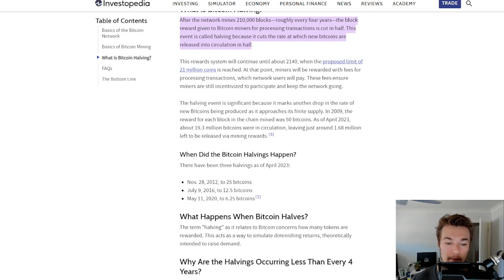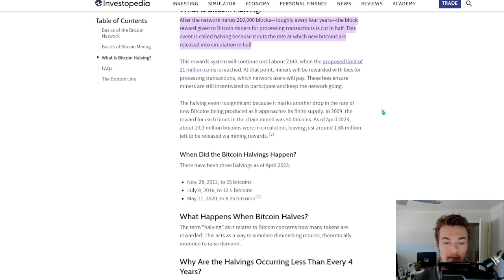And in return for that, people receive X amount of Bitcoins. So obviously, as they've got written here, in 2009, the reward for each blockchain mine was 50 Bitcoins. So in 2009, if you were mining Bitcoin every 10 minutes, someone would be rewarded with 50 Bitcoins. And every 10 minutes, that would be getting added to the supply.